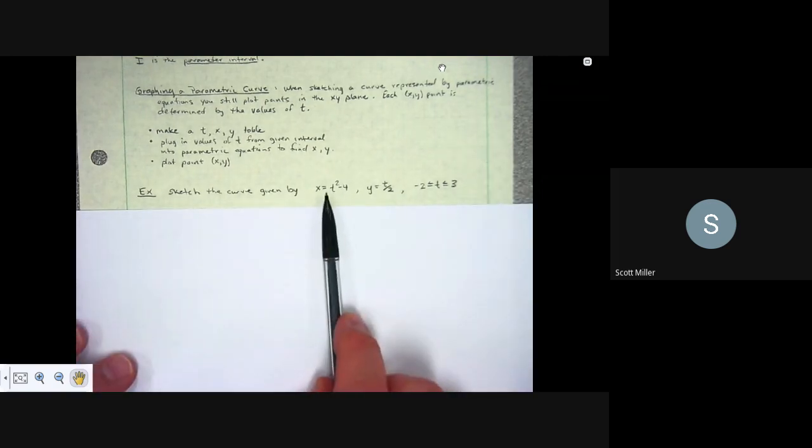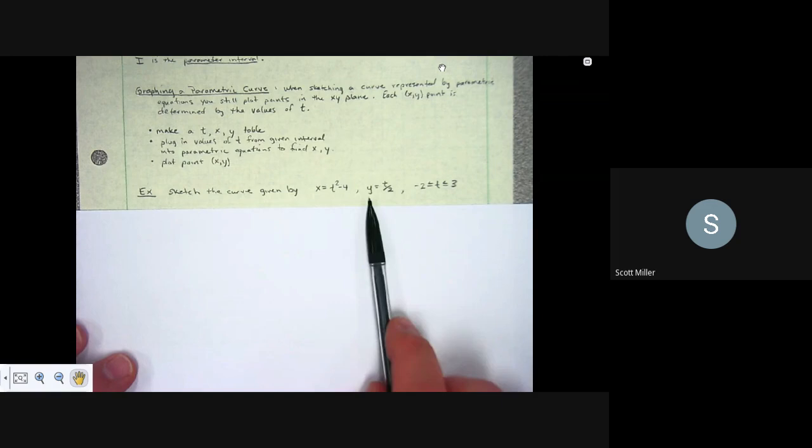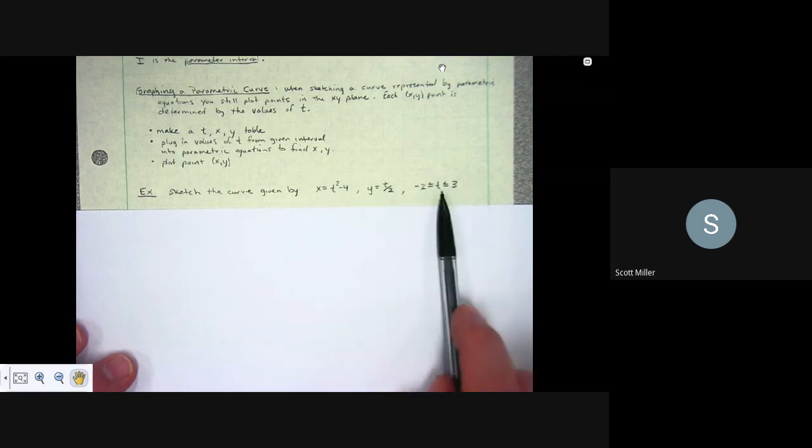One of the main reasons for parametric equations is that I can take a graph or an equation that is not a function and represent it as parametric equations, which are functions in relation to time. And that allows me then to do certain other things. So we're going to sketch this curve where x is defined as t squared minus 4, y is defined as t divided by 2, and t goes from -2 to 3.